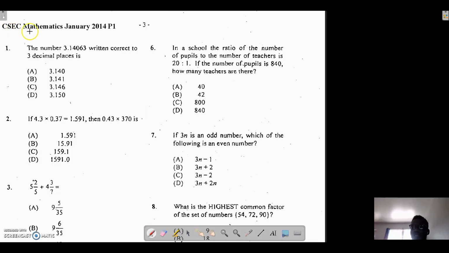Today we'll be looking at the CSEC Mathematics January 2014 paper 1 and we'll get right into the questions. The number 3.14063 written correct to 3 decimal places is.